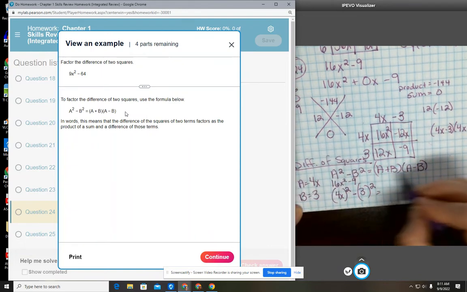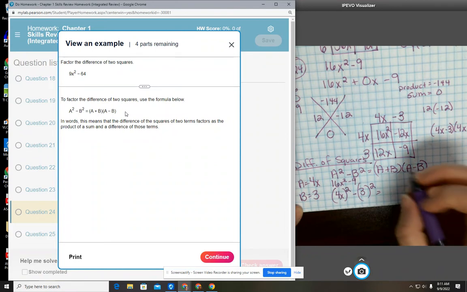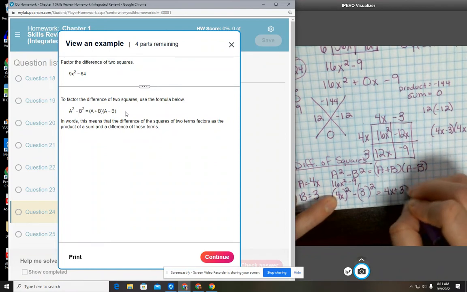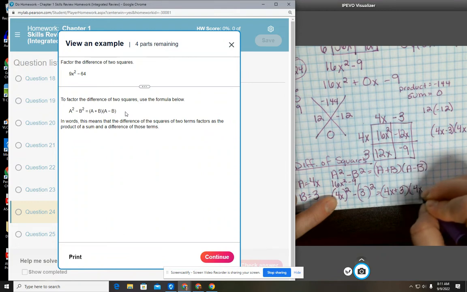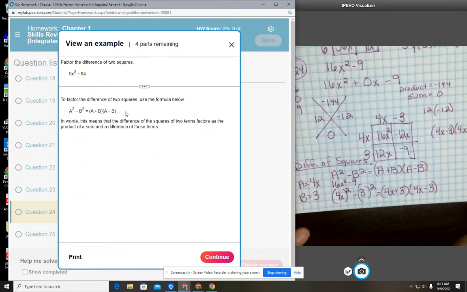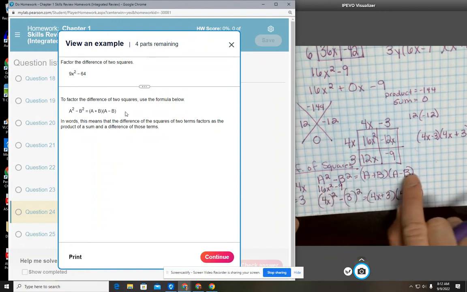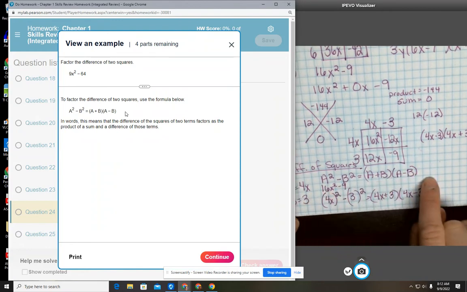So I write it in this formula, a plus b times a minus b. So it'd be 4x plus 3, 4x minus 3. See how it's the same thing? So if you know that's a difference of squares, you can use this format to factor it.